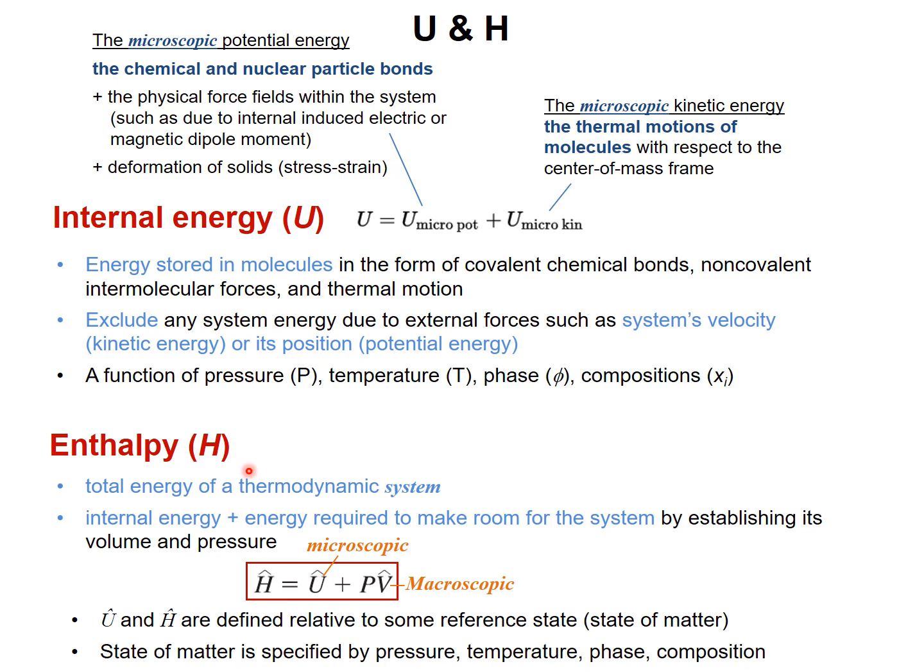Then let's go to enthalpy. Enthalpy, symbolized by H, is the total energy of a thermodynamic system. As you know, enthalpy H, caret H, is caret internal energy plus PV. Again, enthalpy is the internal energy plus the energy required to make room or space for the system by establishing its volume and pressure. So this second term is usually described by the PV term. This is about some macroscopic energy, and internal energy is microscopic energy.